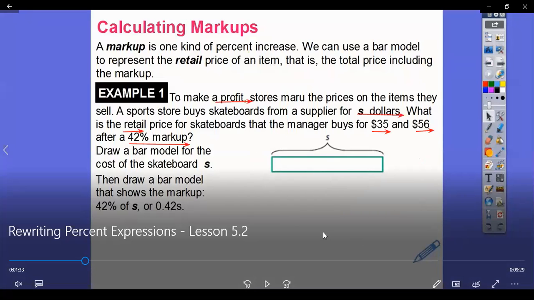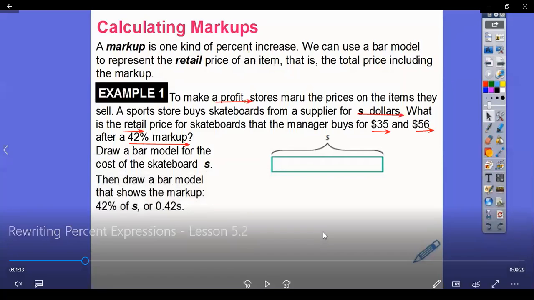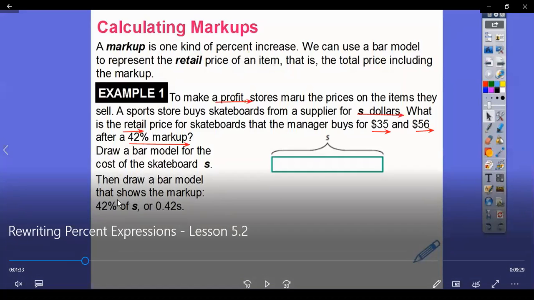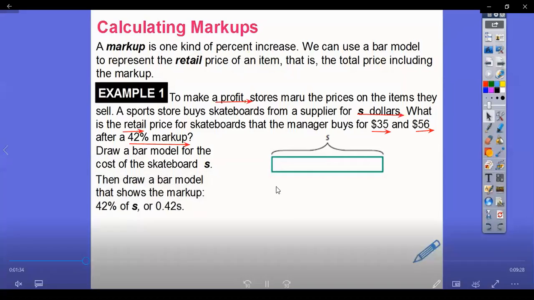In a bar model, the total amount of the bar represents 100%. So this was the cost at the beginning. After that, we changed 42% to 0.42. Now I want to determine where we can put 0.42 in this bar. If you look at half exactly, half represents 50%. Then 42 will be before half, right?